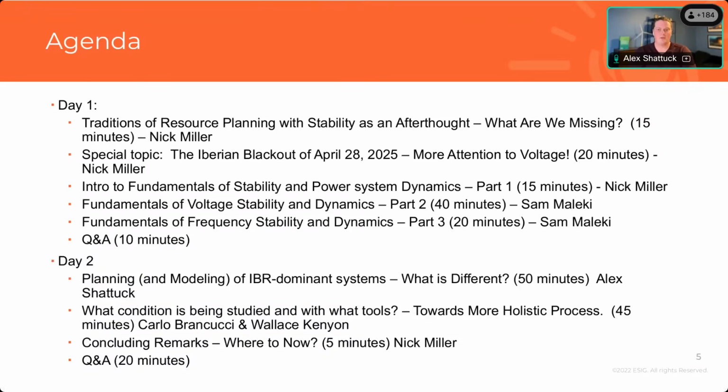Yesterday, day one, we spoke about traditions for resource planning and stability, a special topic on the Iberian blackout, and some introduction to fundamentals for power systems dynamics, voltage stability, and frequency stability, with some Q&A at the end there. After yesterday's session, we will be posting the recording as well as those slides, and a small sheet of any of the questions that y'all put into the Slido that we did not get to during the Q&A discussion yesterday. Those will all come sometime soon.